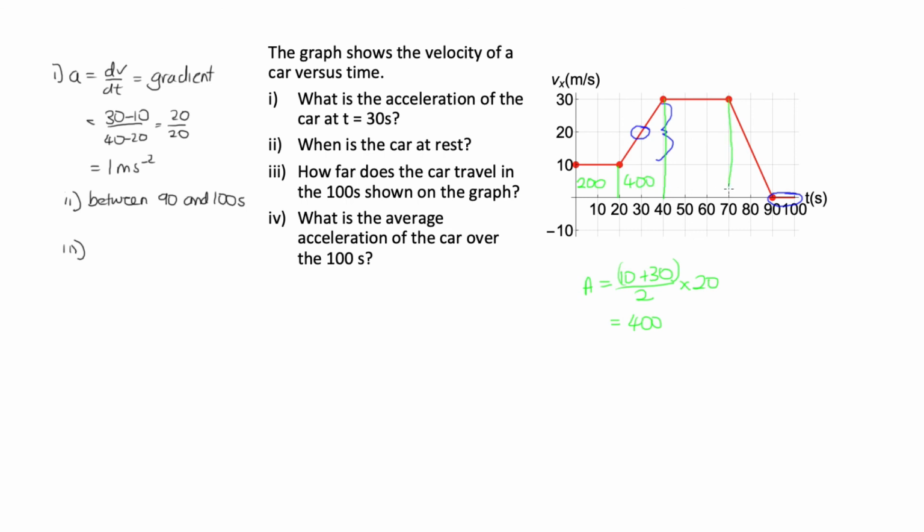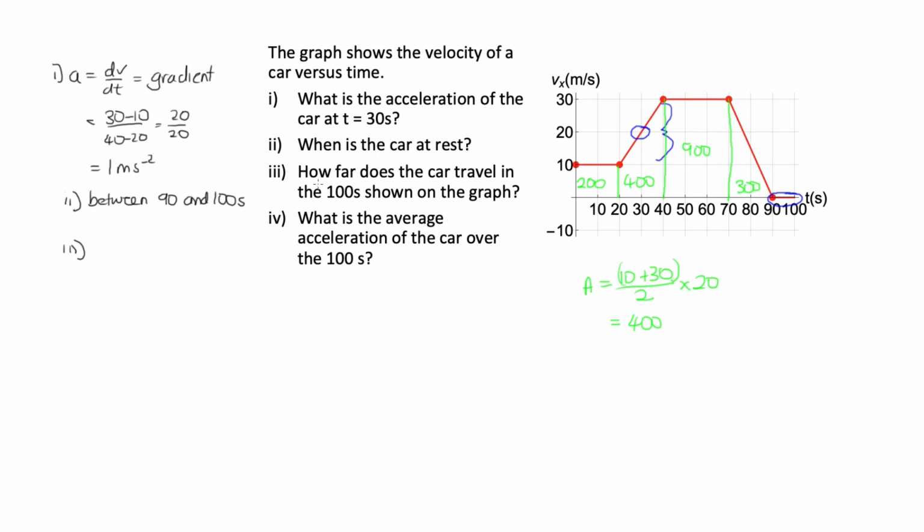Then we've got this rectangle here. This has got a length of 30 and a height of 30. So 30 times 30, that's 900. Now we've got this triangle. It's got a width of 20 and a height of 30. So half the width times the height is 10 times 30, that's 300. And then this one's got 0 area.